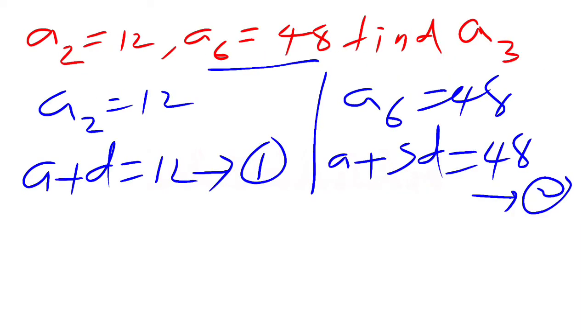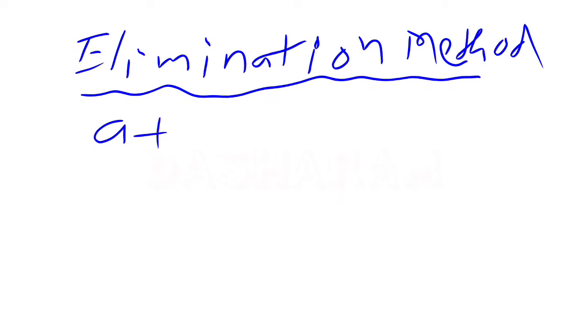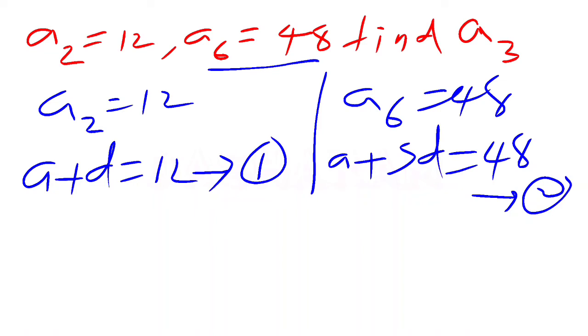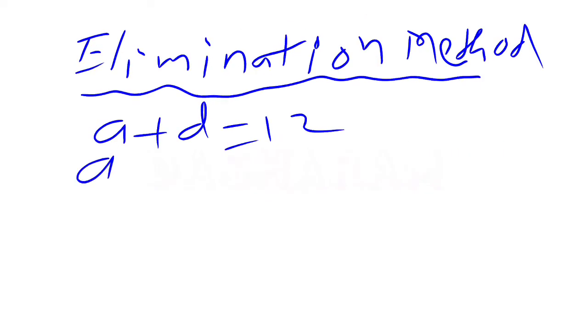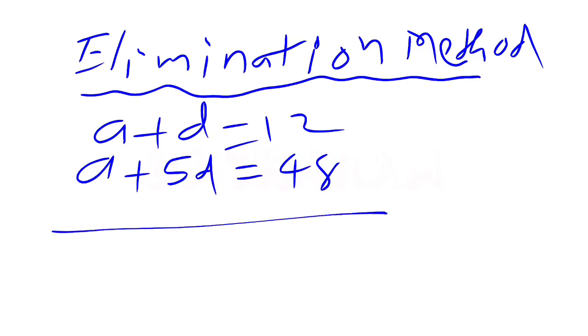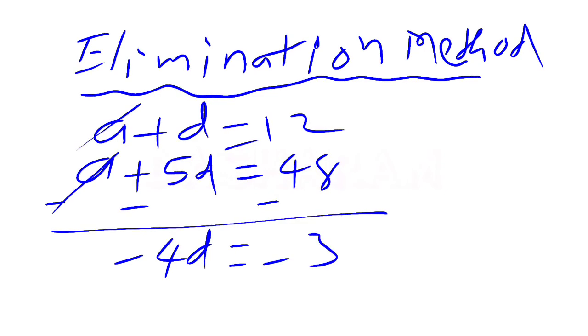So in the elimination method, write the two equations vertically. A plus D equals 12 and the second equation A plus 5D equals 48. In this elimination method, change the symbol for the second equation. Here A is positive, so minus; 5D also positive, so minus; 48 also positive, so minus. A minus A cancels, D minus 5D is minus 4D. It equals minus 48 minus 12, which is minus 36.